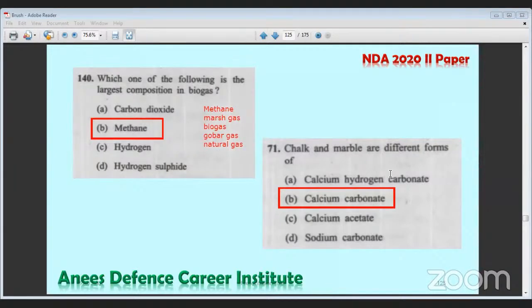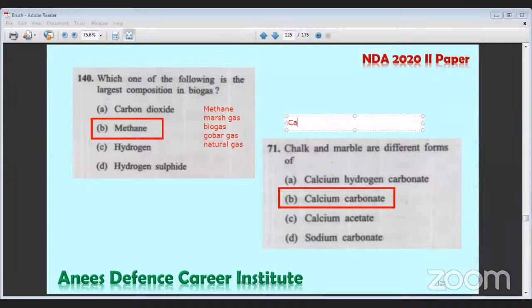Next question. This is one of my favorite questions. Very nice question. Chalk and marble are different forms of. Options are calcium hydrogen carbonate, calcium carbonate, calcium acetate, sodium carbonate. Of course, I've always told you this. Chalk and marble are nothing but CaCO3.